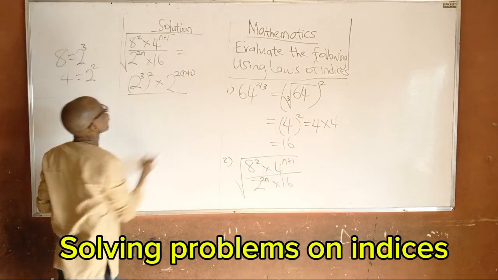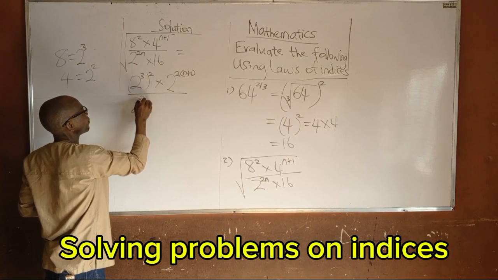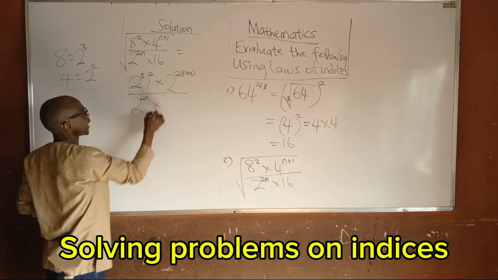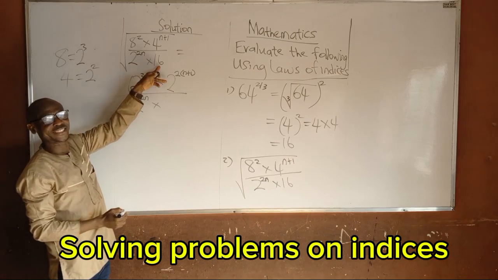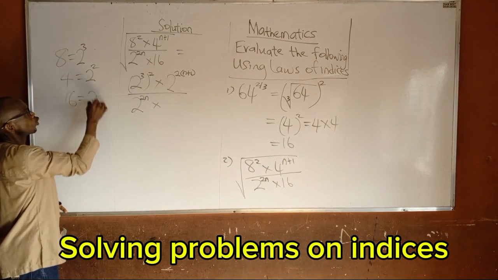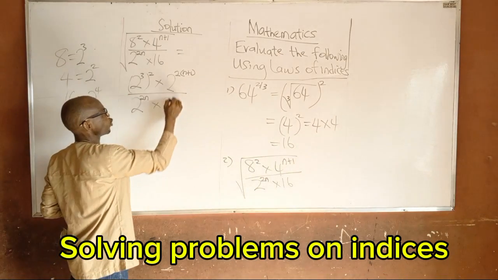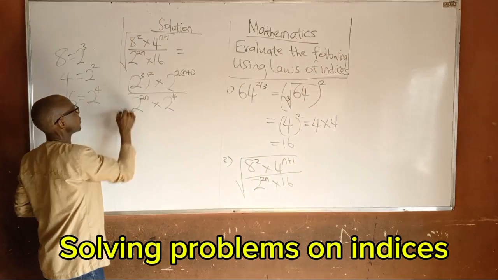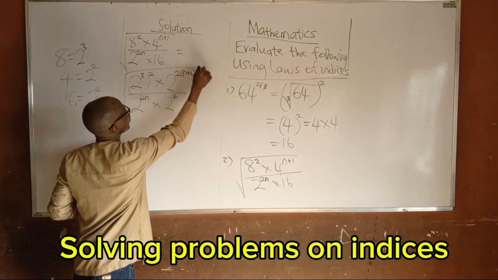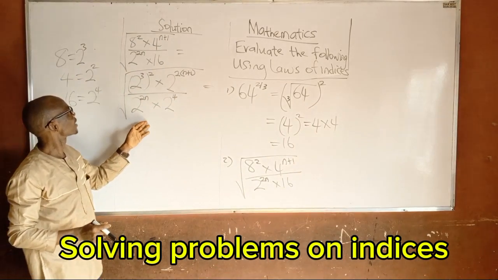This is all over 2 raised to power of 2n times, and we can also write 16 as 2 raised to the power of 4. Everything is in square root. I believe we follow that.